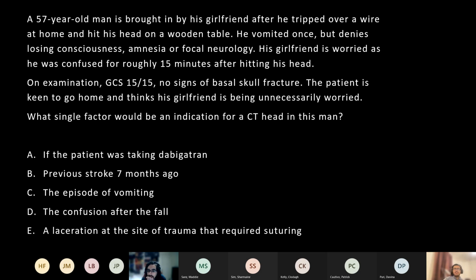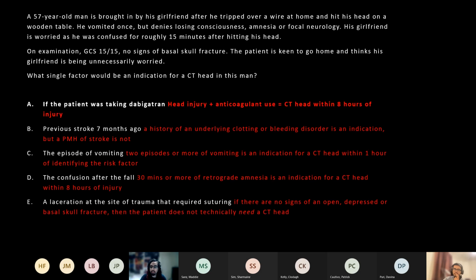So there's quite a split on this question, which isn't surprising because there's a lot of correct answers. So 2 people went for A, 2 people went for B, 3 people went for C, and 1 person went for D. Okay, right. So let's talk through it. The correct answer is A. Take it like this. Any head injury plus anticoagulant use, you need a CT head within 8 hours. And any head injury, if they're on warfarin or dabigatran or whatever, it doesn't matter if it was just a tiny bump, you might have a subdural.